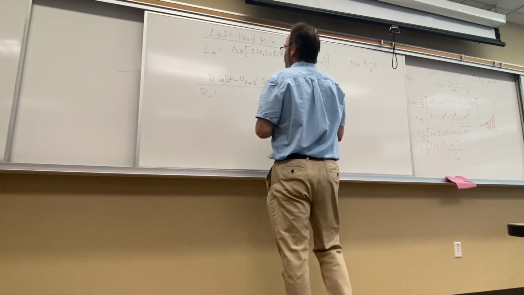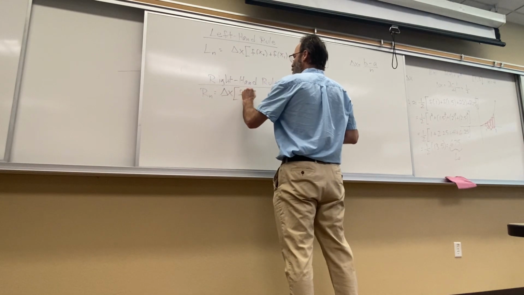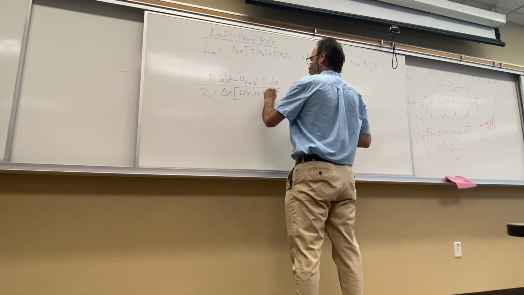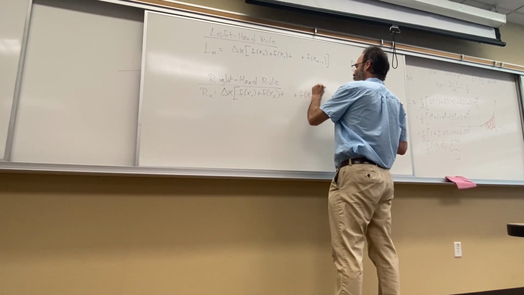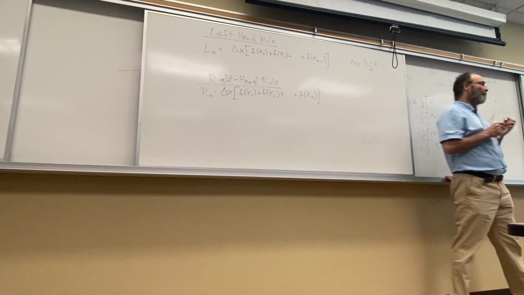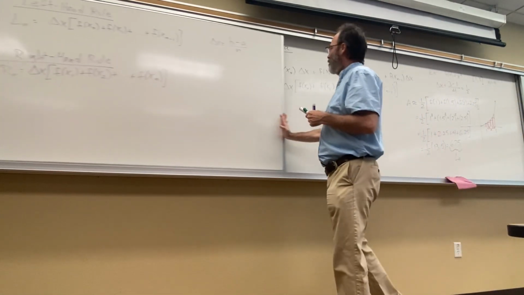So this is going to be, and our delta x is the same. The widths of the rectangles didn't change at all. And we get this. Okay. Is everybody okay with that? So let's go back to this problem and figure out R sub n.